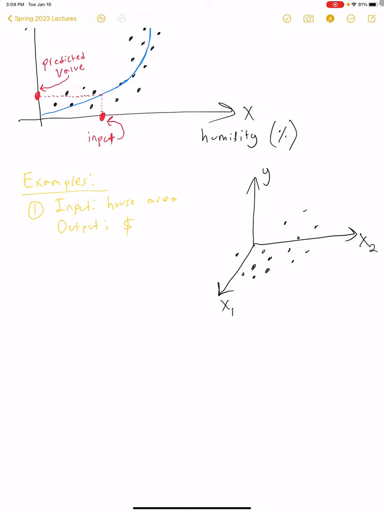I'm not a great artist either, so bear with me. But does this kind of look like 3D data? Imagine, we have points out here.